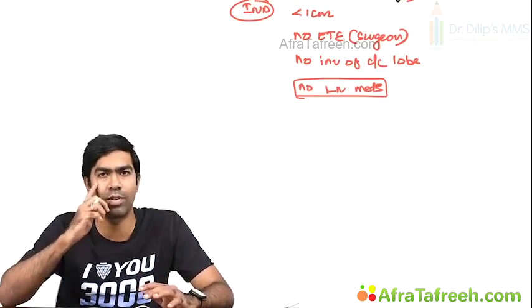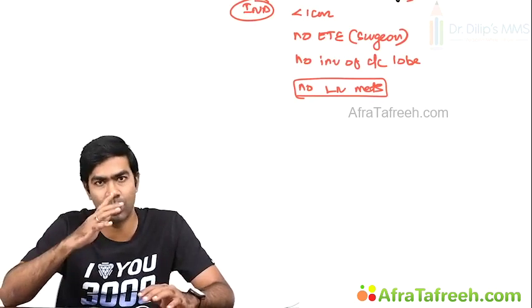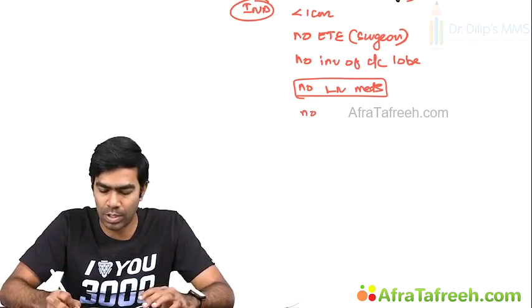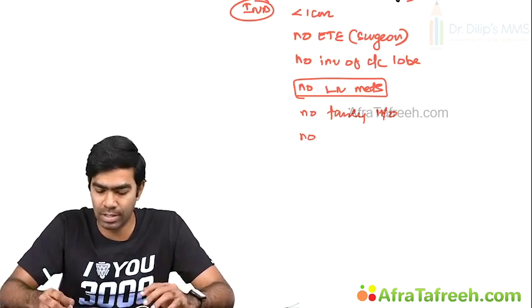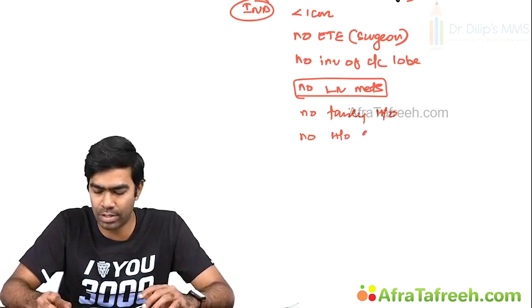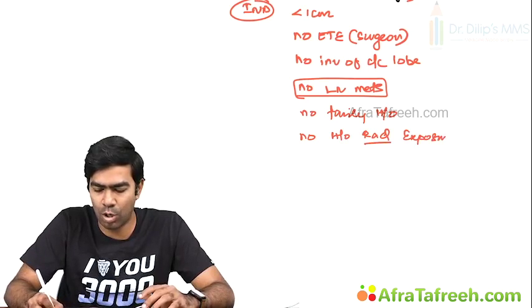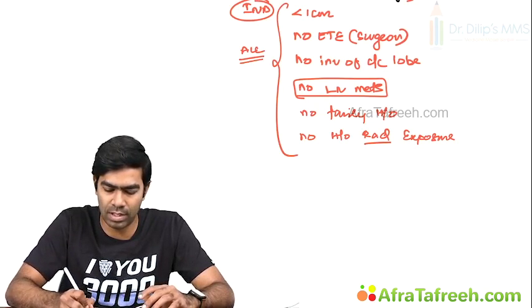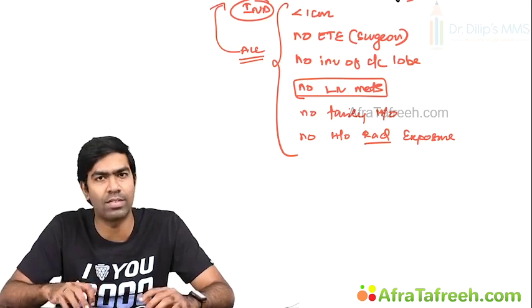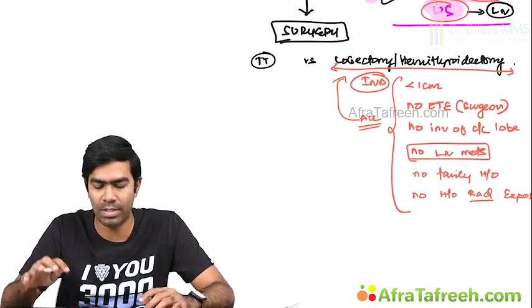So you have to rule out lymph node metastasis absolutely. Then only you can do this surgery. Then there should be no family history of any thyroid cancer. At the same time, the patient should not have any history of exposure to radiation to the head and neck area. If all these things are there, if every single thing is there, then you can go ahead with a conservative surgery like a lobectomy or a hemithyroidectomy.